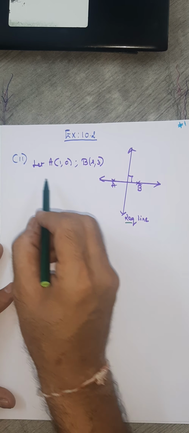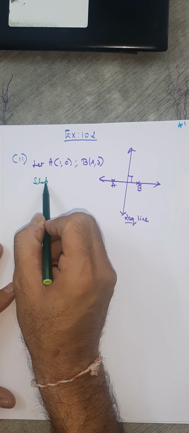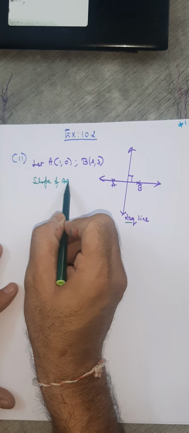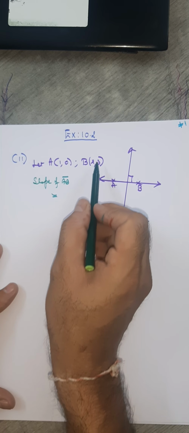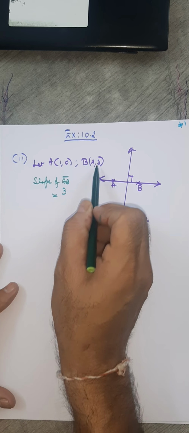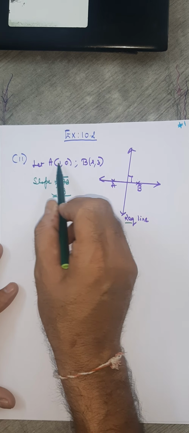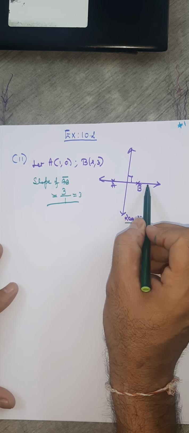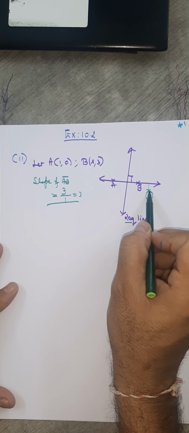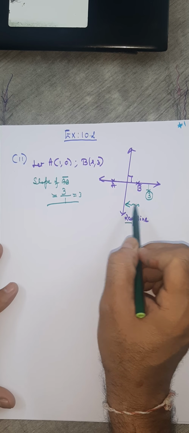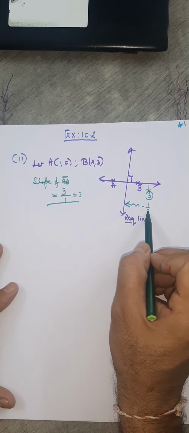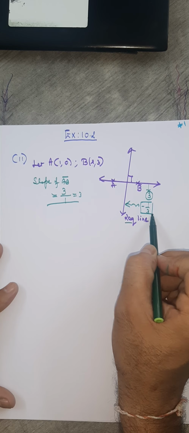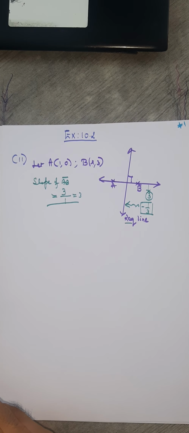Now the slope of AB can be obtained very easily. What's the slope of AB? y2 minus y1 upon x2 minus x1, that is 3 upon 1. So the slope of this line is 3. So what will be the slope of the required line? Minus 1 upon 3. Are you agreed why it is minus 1 upon 3?